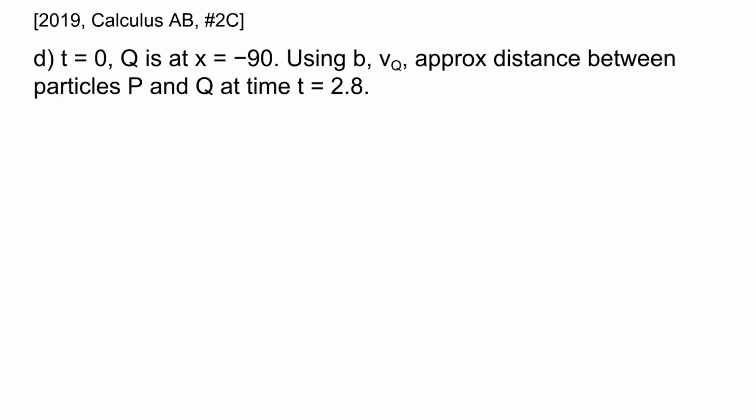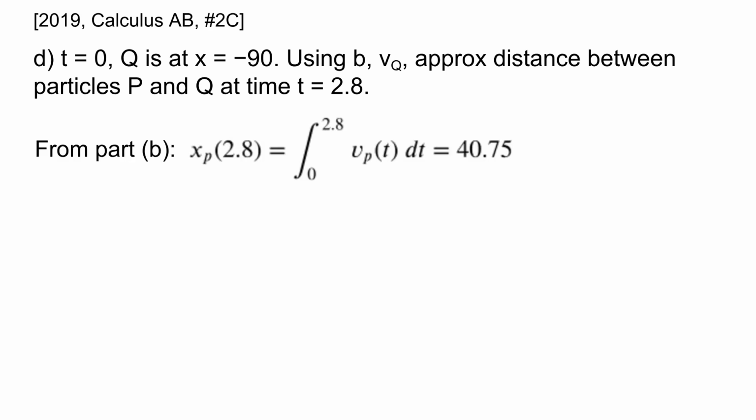In part D of this question, at t equals 0, particle Q is at position x equals negative 90. Using our answers from part B and the function for v sub q, approximate the distance between particles P and Q at time t equals 2.8. From part B, we know that the position of particle P at 2.8 is the integral from 0 to 2.8 of v sub p of t dt, and that turned out to be 40.75.